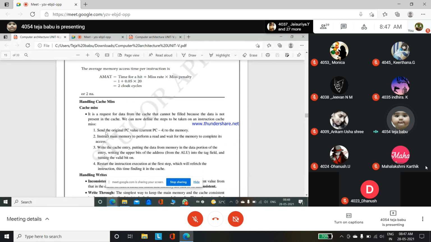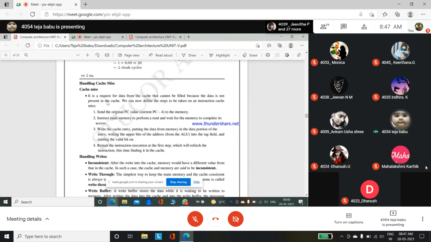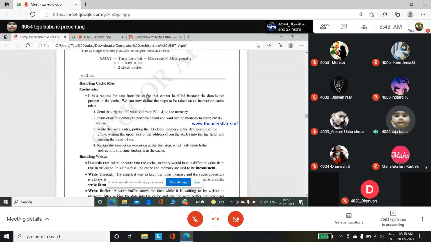So let's see the steps. First, send the original PC value to the memory. Next, instruct main memory to perform a read and wait for the memory to complete its access. So we have to perform the read operation and wait for the memory to complete its access, so we can get the result.